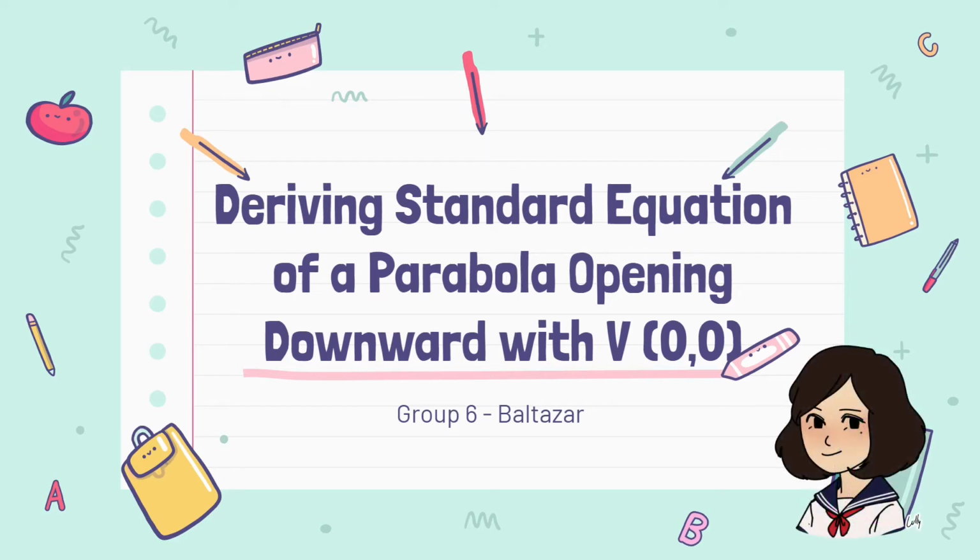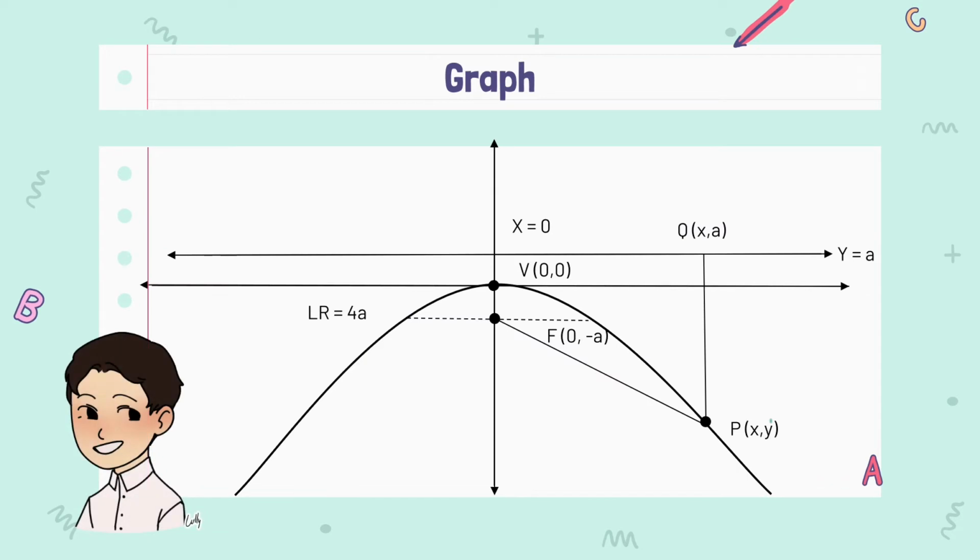Good day! We are the 6th group of grade 11 Baltasar, and for our group activity, we will be deriving the standard equation of a parabola opening downward with the vertex at (0, 0). Seen in the graph is a parabola opening downward with vertex at (0, 0).